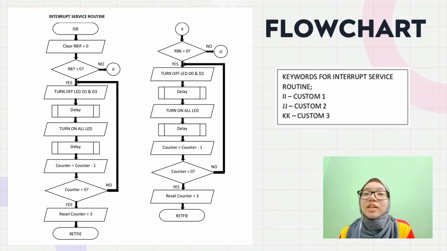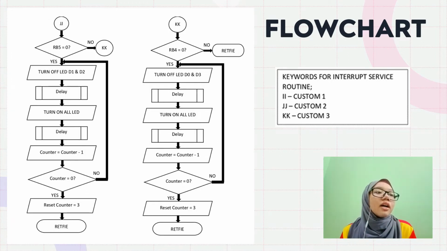As long as it is not equal to 0, it will continue looping, turning off the LED at D0 and D2, until the counter equals 1 and then 0. And then after the counter equals 0, we will reset the counter back to 3, and then we return from the interrupt service.